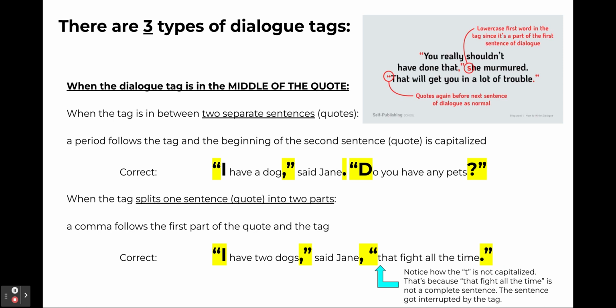"I have two dogs," said Jane, "that fight all the time." Notice how the T is not capitalized this time. That's because "that fight all the time" is not a complete sentence. The speaker tag is just interrupting the sentence. Therefore, you keep it a lowercase t, and you'll notice that there's a comma here instead of a period. So if this seems confusing right now, it will get easier as we do some practice. There's another example up here you can take a look at as well.